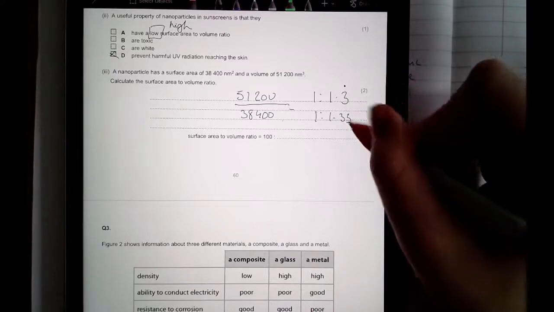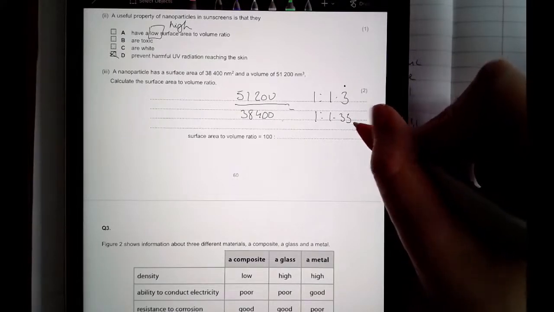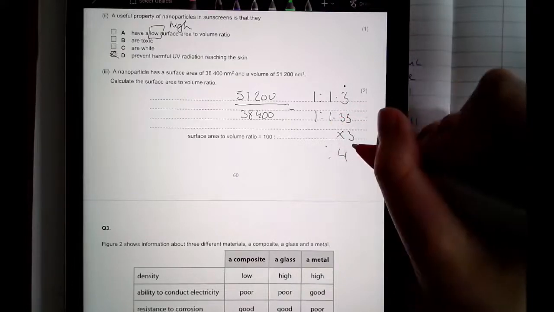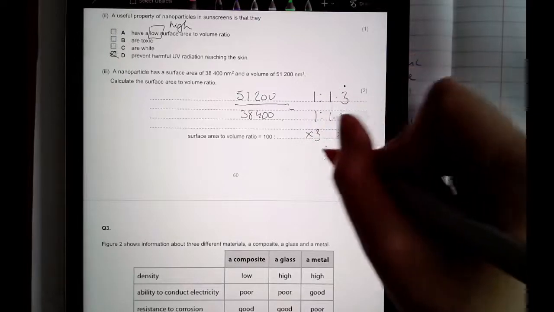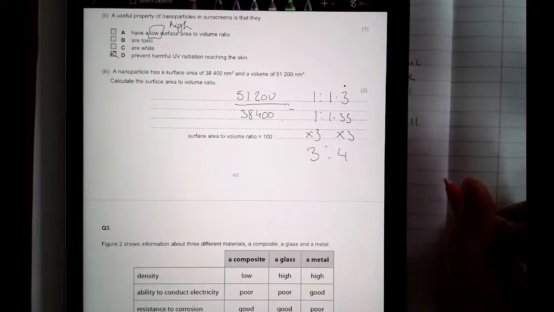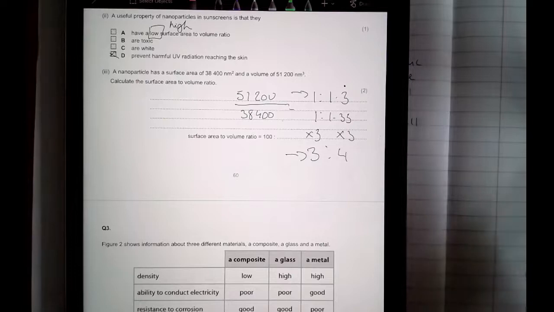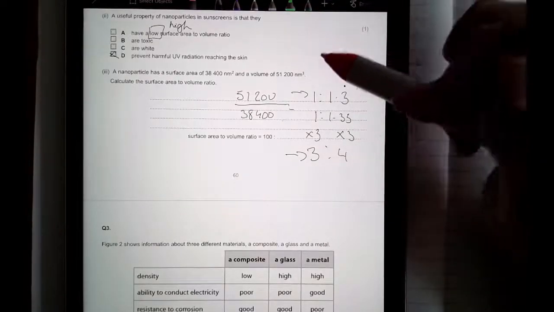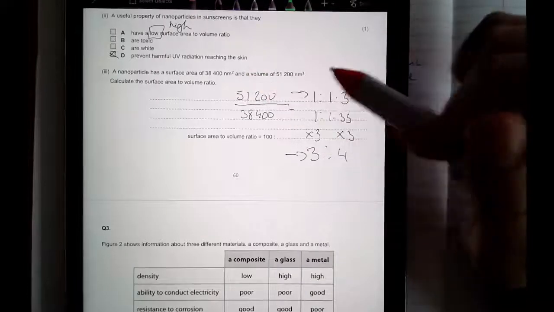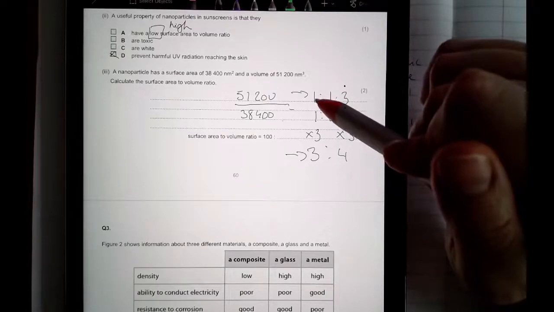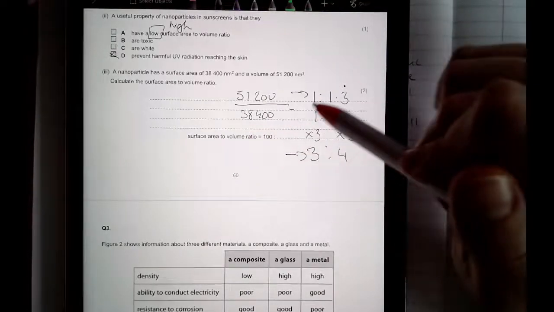The other thing they accept is getting rid of the decimal. Because 0.33 is a third, if I want to make that a whole number, there are 3 thirds in a whole. So if I multiply this by 3, I'm going to get an answer of 4, which is a whole number. But if I multiply that by 3, I need to multiply the other side by 3, and I get 3 is to 4. So you can write the ratio as 1 is to 1.3 or 3 is to 4. Either were acceptable. But in order to find it in the first place, you're taking the bigger number, the volume, and you're dividing it by the smaller number, this surface area. And just make sure you're writing your answer as a ratio. 1 is to 1.3. You're asked for a ratio.